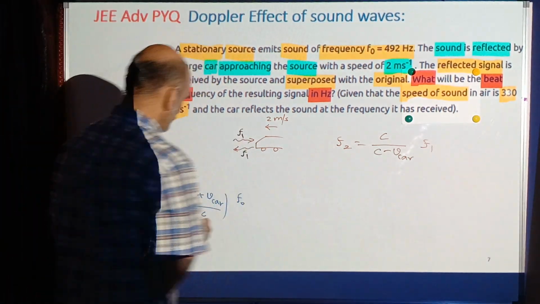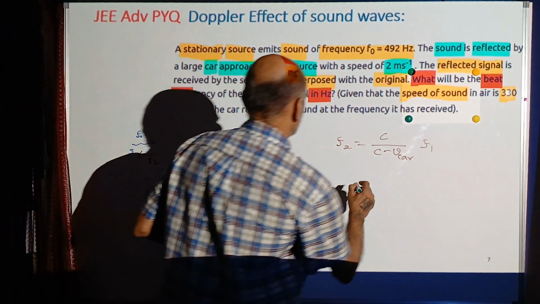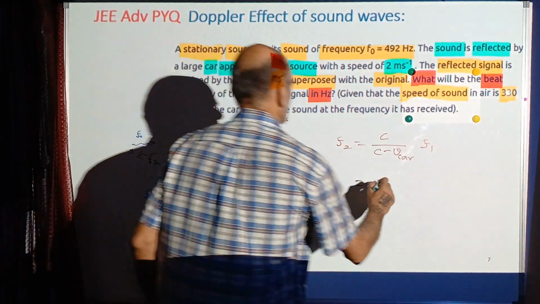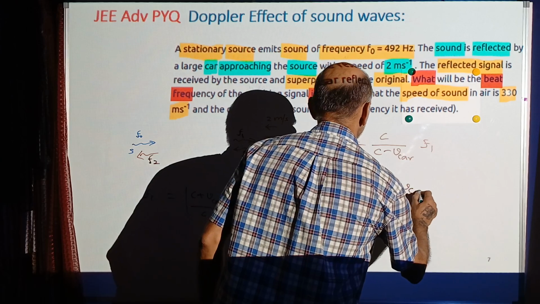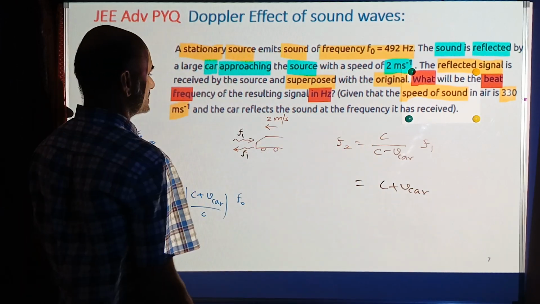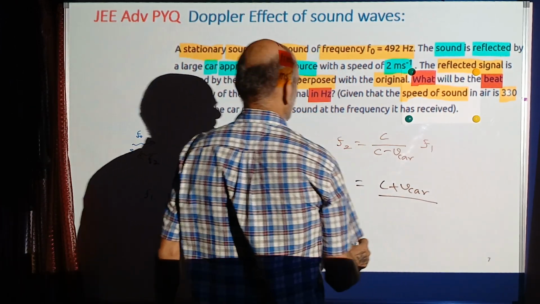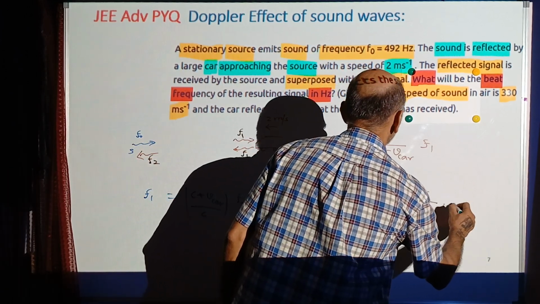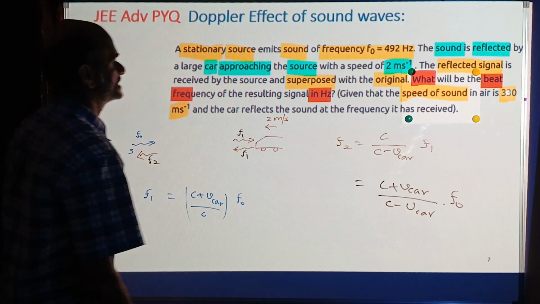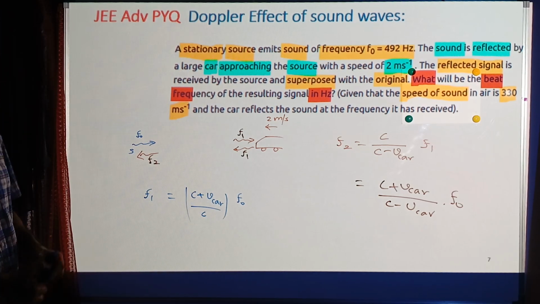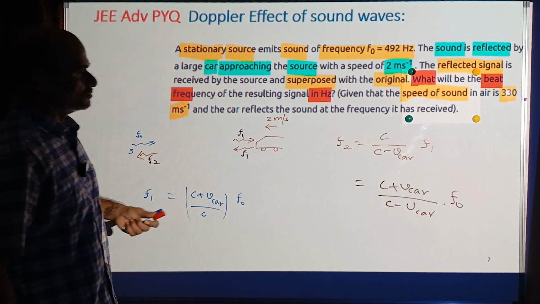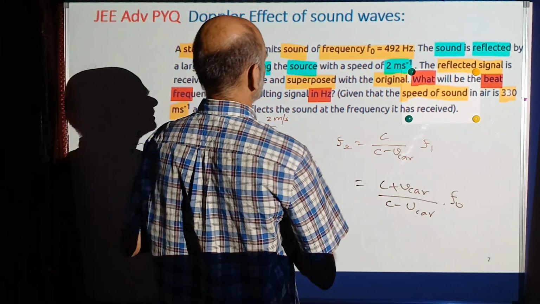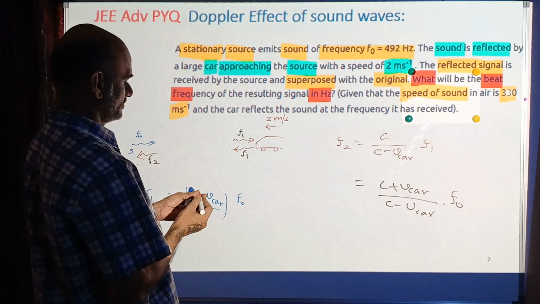So using this value of F1 there, we'll get F2 as (C plus velocity of car) by C. That C will cancel this C, and this one is here, C minus velocity of car, into F naught, the original frequency emitted by the stationary source. So C is 330 meter per second. It's given in the question.